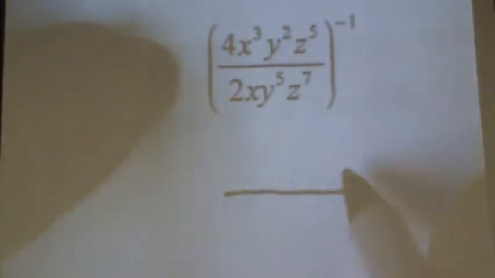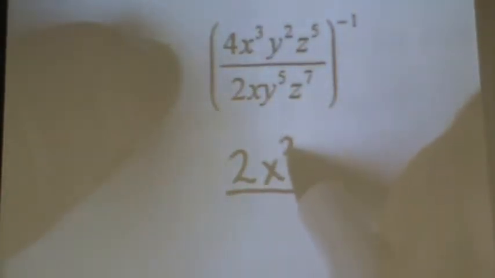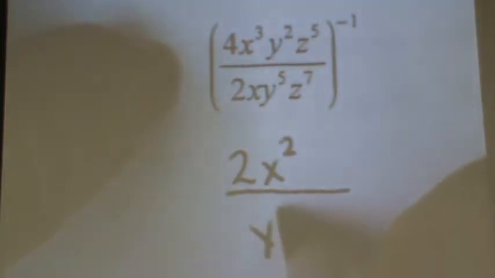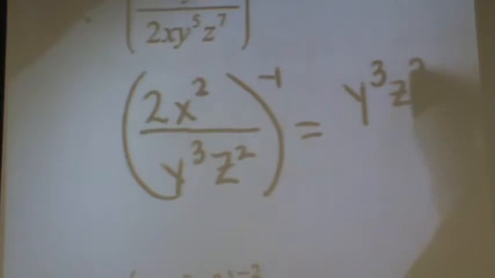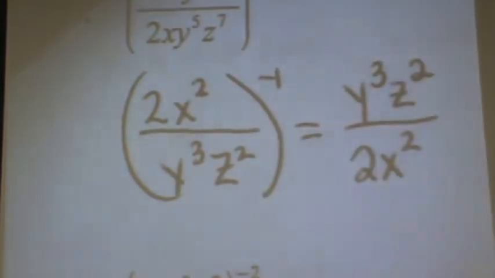So I make my fraction. 2 goes into 4 2 times. As far as the x goes, you have x squared on top, y cubed on the bottom, and z squared on the bottom. And now we have a negative 1 exponent outside, so you're going to flip the whole thing and make this y cubed z squared over 2x squared.